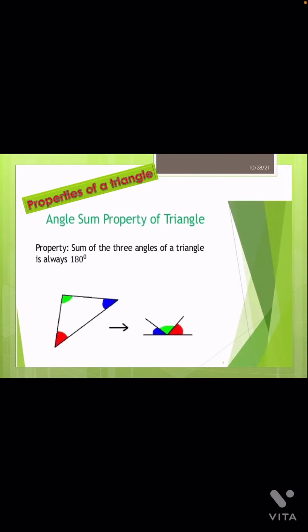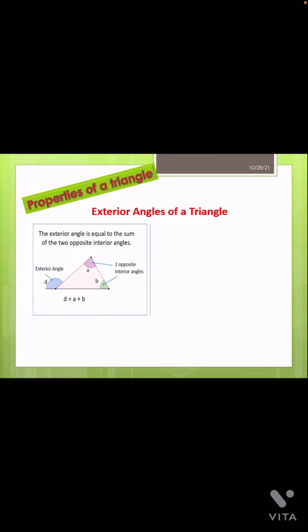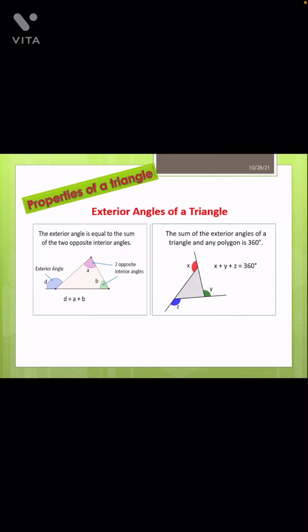Angle sum property of a triangle: the sum of the three angles of a triangle is always 180 degrees. The exterior angle is equal to the sum of the two opposite interior angles, and also the sum of all the exterior angles of a triangle or any polygon will be 360 degrees.